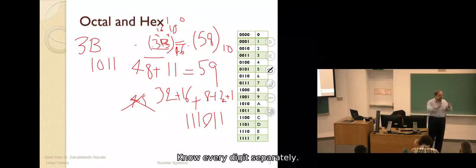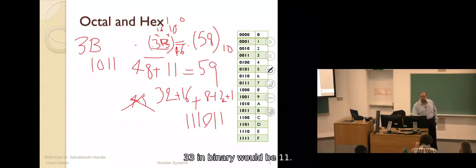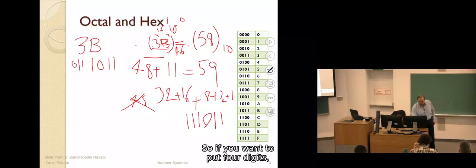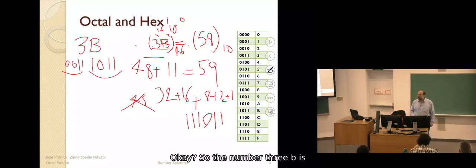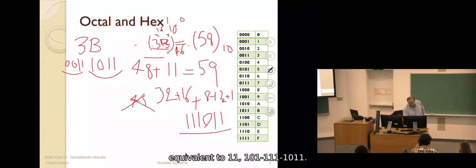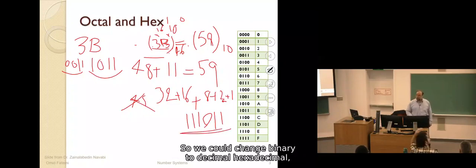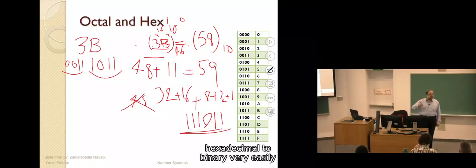Every digit is converted separately. 3 in binary would be 1, 1, so if you want to put 4 digits, it would be 0, 0, 1, 1. And B would be 1, 0, 1, 1. So the number 3B is equivalent to 1, 1, 1, 0, 1, 1. Look at this: 1, 1, 1, 0, 1, 1. So we can change binary to hexadecimal and hexadecimal to binary very easily.